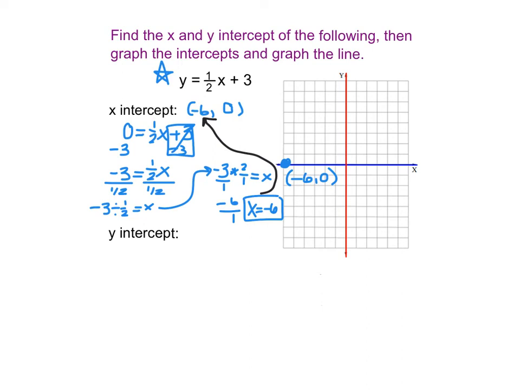Then from here I need to find my y-intercept, and what I know about my y-intercept is that at the y-intercept point, x is 0 and we need to find y. So what we're going to do here is substitute in 0 for x and find the y value that corresponds with it. So we have y is equal to 1/2 times x is 0 plus 3. Well, 1/2 times 0 is just 0, so I find y is equal to 3.